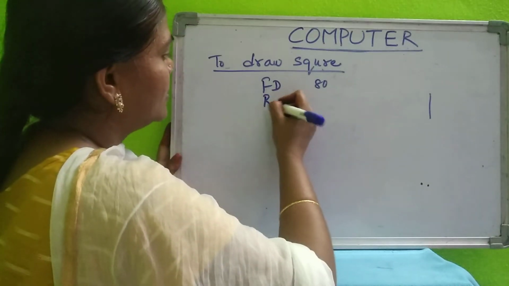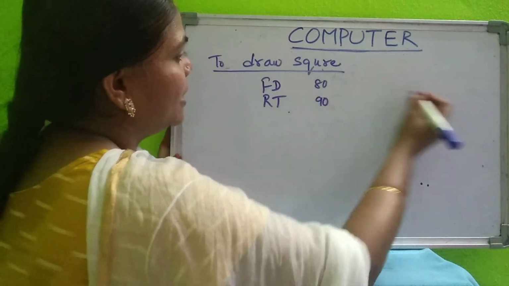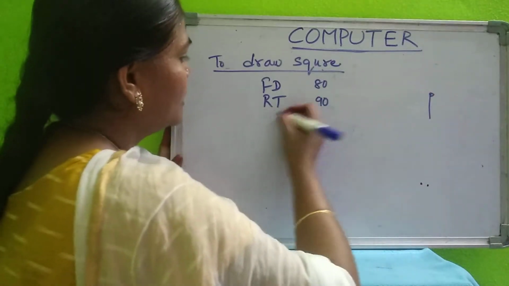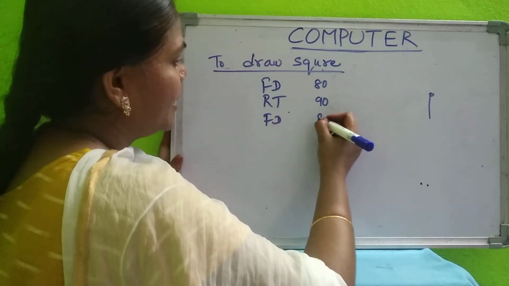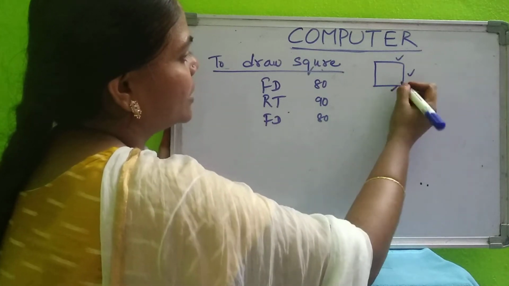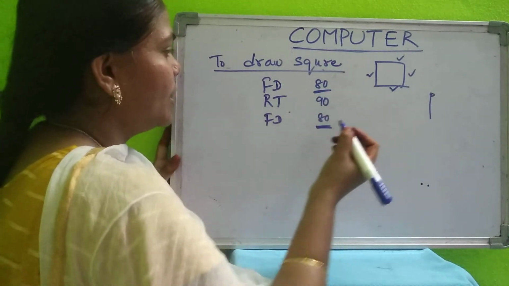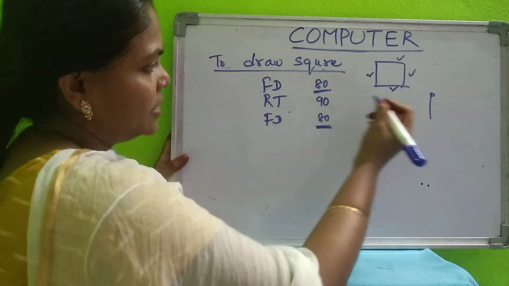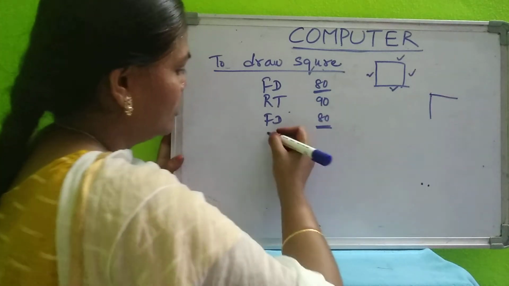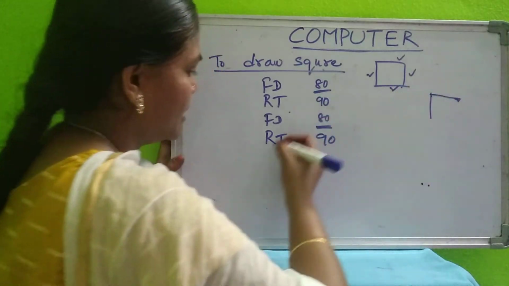And next, which side do we have to rotate? Right side. RT 90. This 90 you have to mention, it is compulsory. And FD again 80. How does a square look? Are all 4 sides equal or not for a square? So we have to mention equal measurements, equal units for all FD commands here. Next FD 80. Again RT 90. It will be rotated 90 degrees.